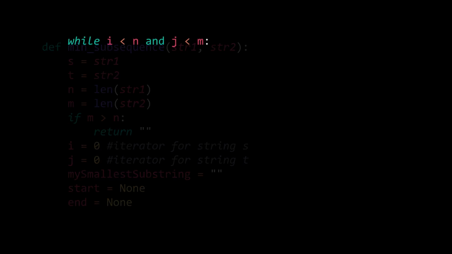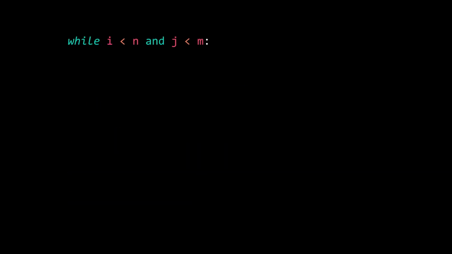The initial condition for our loop is to check bounds. The bounds are that our pointers don't exceed the length of their respective strings.